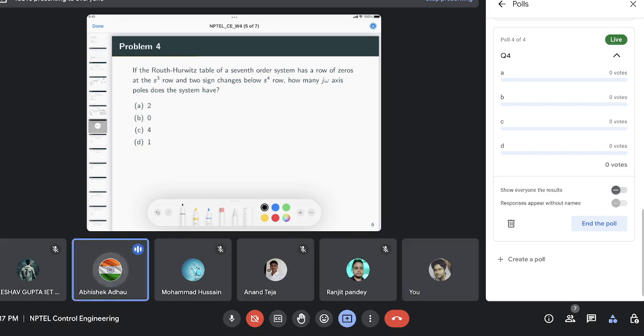Sir, what is j omega axis? Oh, this is the imaginary axis. This is the S plane. So in the S plane, the frequency in the frequency domain, you write like this, right? Sigma plus j omega. So this is the imaginary axis, the j omega axis, and this is the real axis, as in the complex plane you write. So this is the sigma axis.